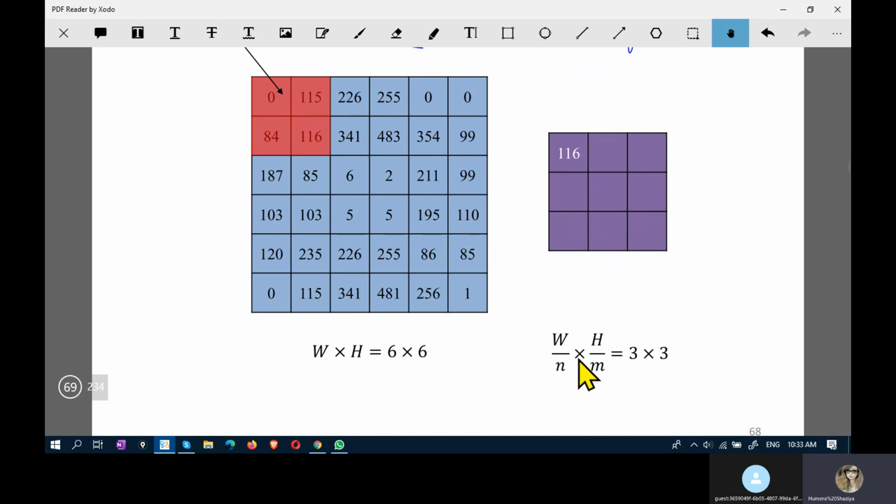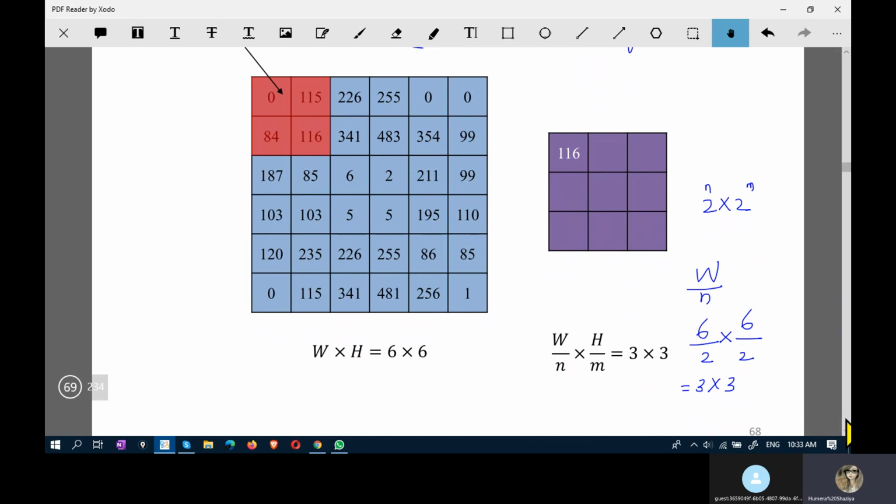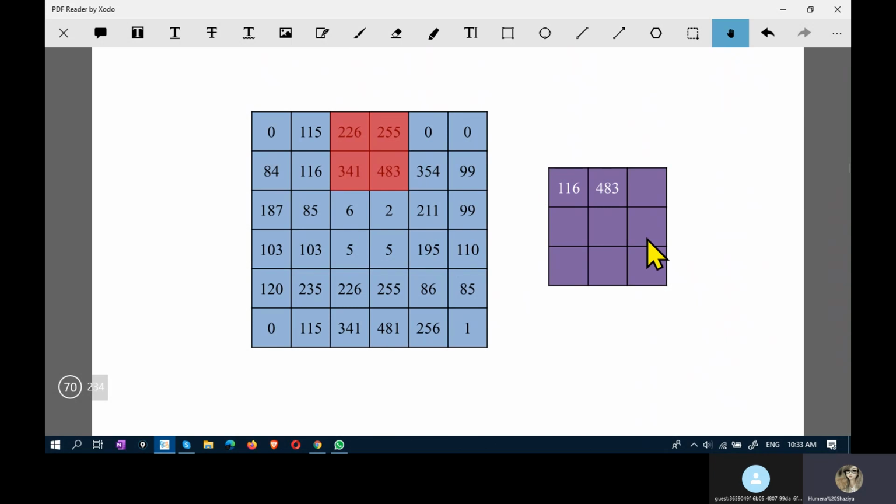So how do you compute this? W is the width, and N is the size of the pool. If I say the pool is 2x2, this is N by M. And if W is 6 divided by 2, and height is also 6 divided by M, which is also 2, you don't have to perform a multiplication operation here. What you have to do is consider the width and height individually, because these represent the size of the image. So 6 divided by 2 gives 3, and the resultant image dimensions are 3x3. And therefore you are reducing the size.